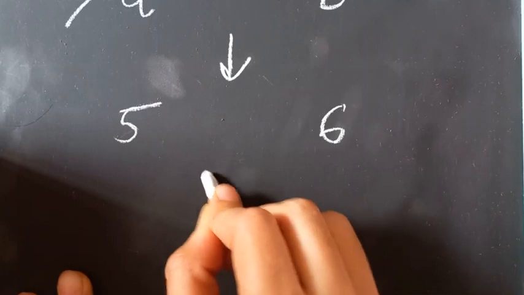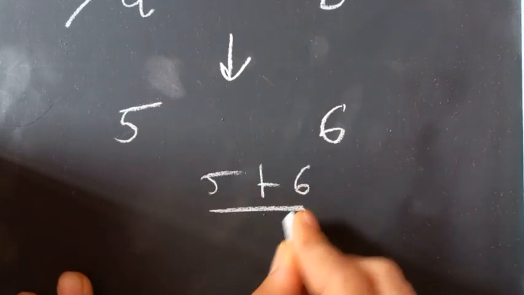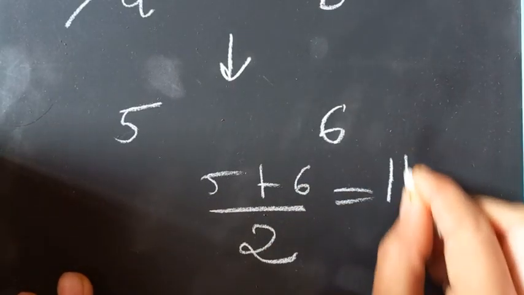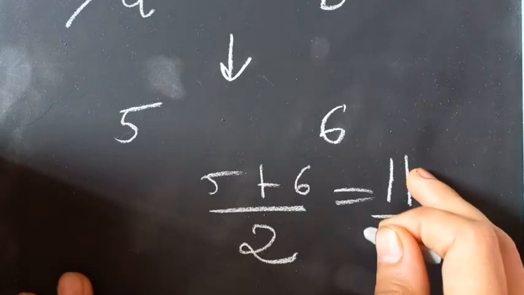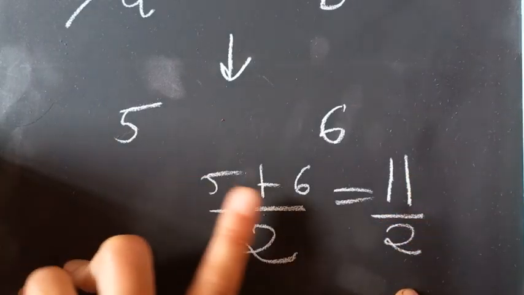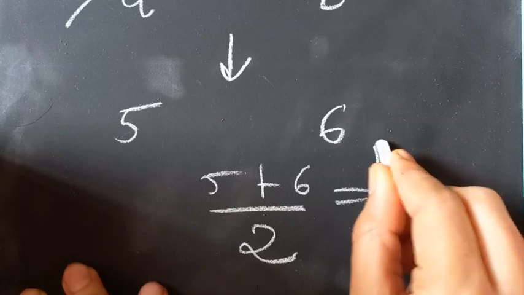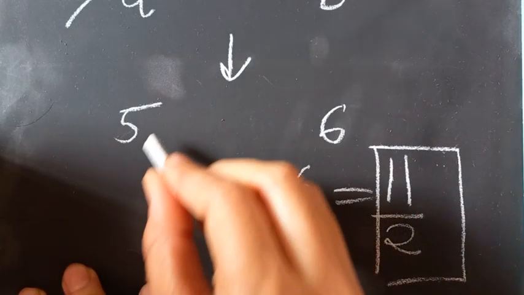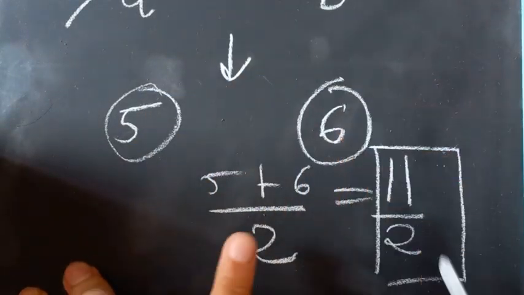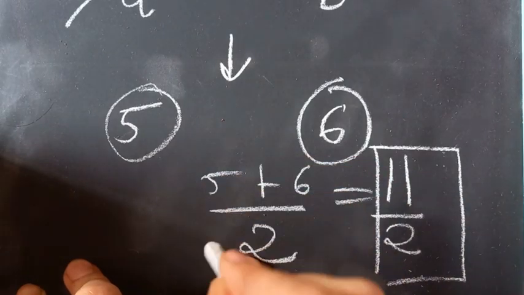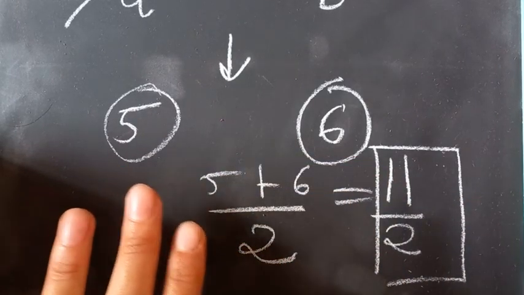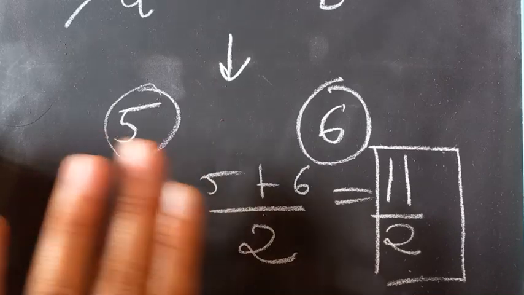So it is (5 + 6)/2. It is 11/2. So 11/2 is the mean of 5 and 6. 11/2 is in between 5 and 6, which means it is greater than 5 and less than 6. So this is the meaning of the mean of any two numbers.